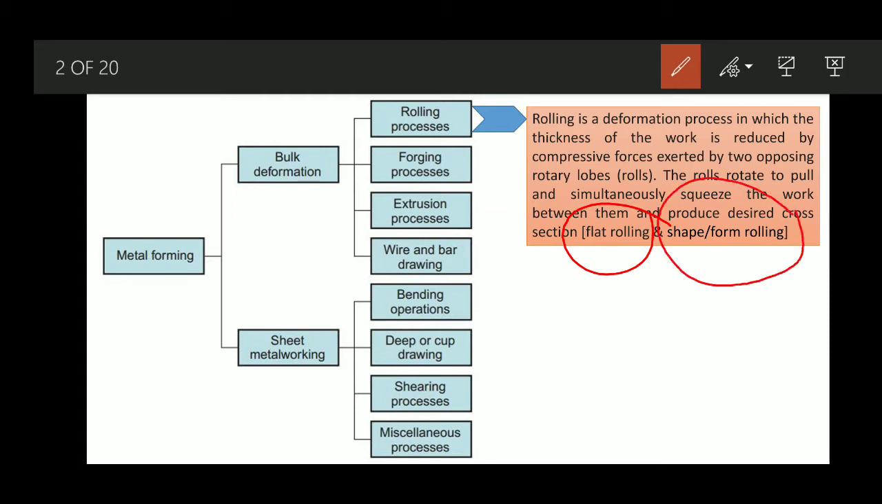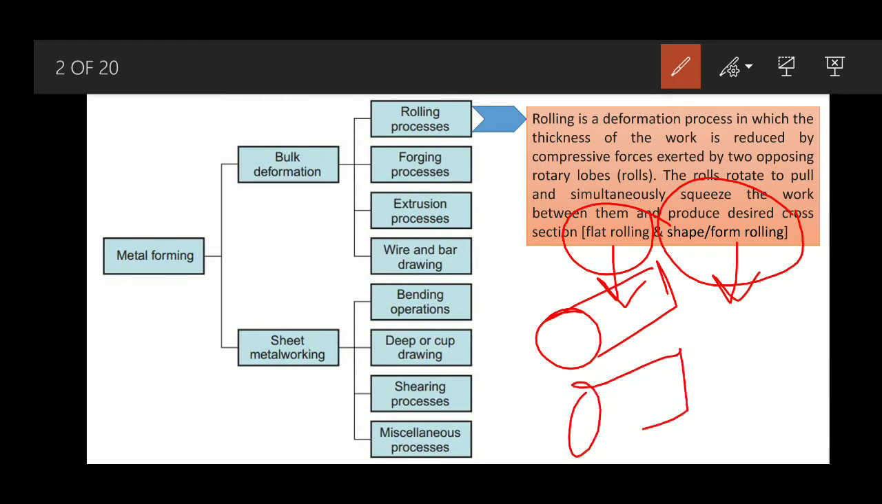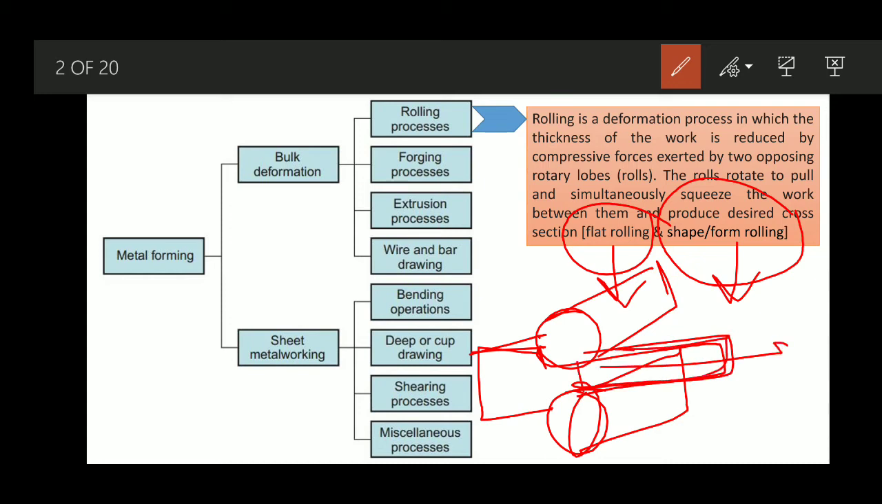Basically it can be flat rolling, or we may have shape rolling, also known as form rolling. How we distinguish flat rolling and form rolling we will discuss in detail in the subsequent section. But the flat rolling process is the one where the roller we generally use is cylindrical, and there is no contour or shape given on the roller. As a result, the final cross section of the processed part will be square or rectangular only.